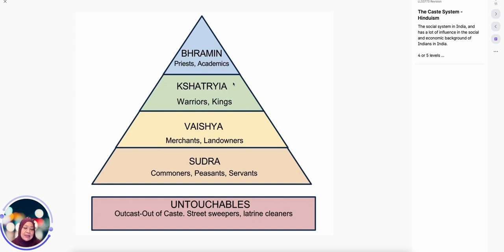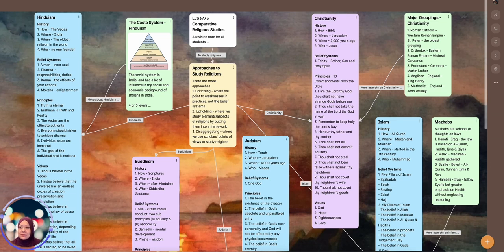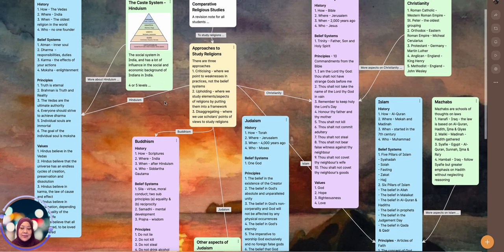So basically, ladies and gentlemen, if you were born here, you wouldn't be able to climb anywhere. So this is, once again, the social structure, which has influenced, and still influences, the life of Hindus in India especially. Okay, now we have completed the first religion, the oldest religion. Now let's have a look at Buddhism.